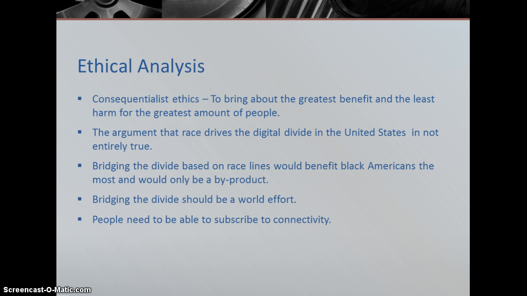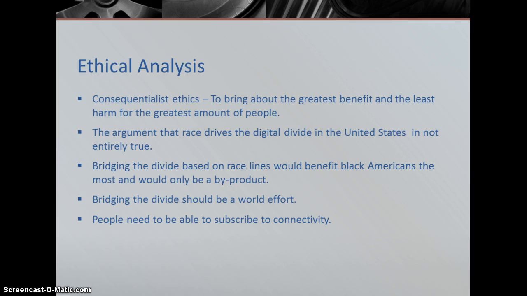And now for the ethical analysis. Under the ideals of consequentialist ethics, to be ethical means to bring about the greatest benefit and the least harm to the greatest amount of people. It is not just to have one group of people able to experience a favorable advantage over another when the factors responsible for the advantage are ultimately out of their control.